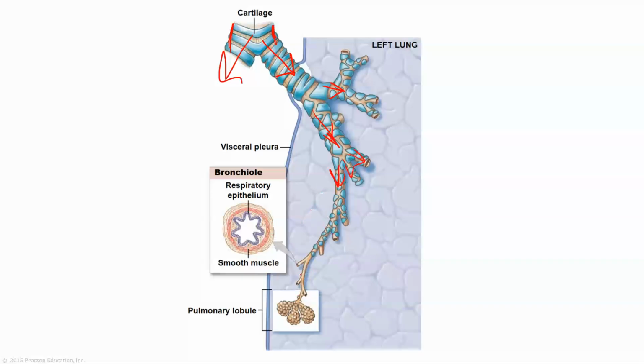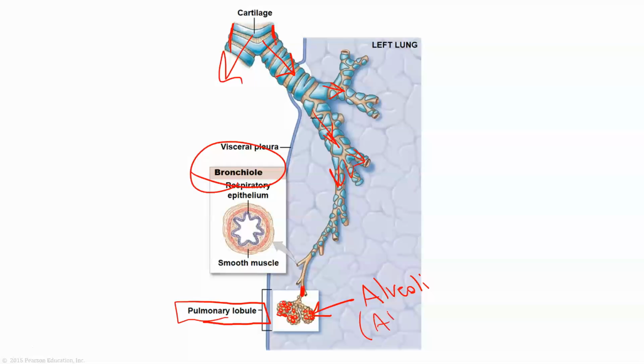Well, the final smallest tube is called a bronchiole, and the bronchiole is the gateway that sends air to the final destination, which is the pulmonary lobule. I like to think about the pulmonary lobule being almost like a cluster of grapes. It's all these little spherical cups that are in this sac, and the individual little cups are called the alveoli. Alveoli would be plural, or you could call it alveolus if you're just talking about one of them.